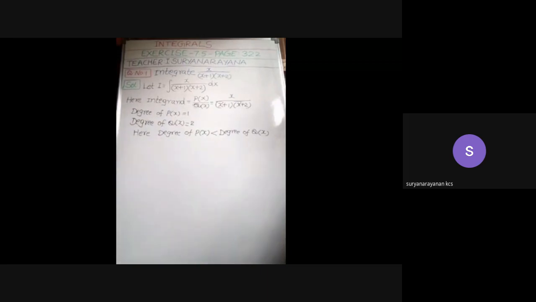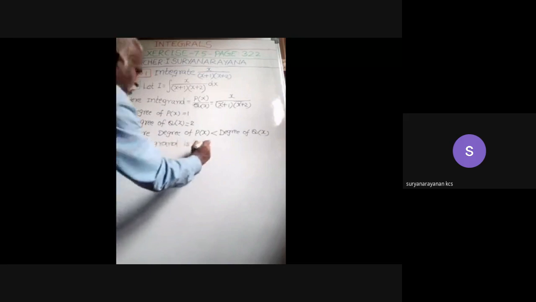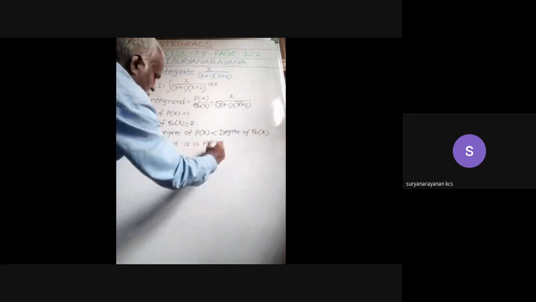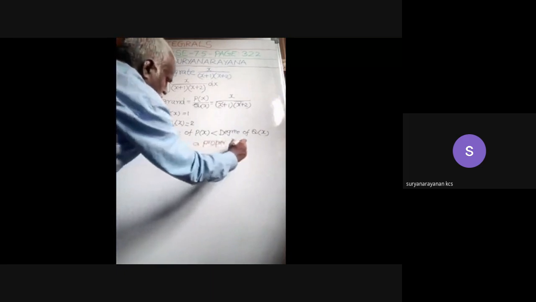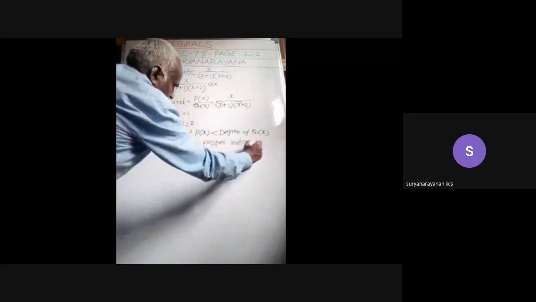Therefore, the integrand is a proper rational function. If the degree of p of x is less than the degree of q of x, then it is a proper rational function.